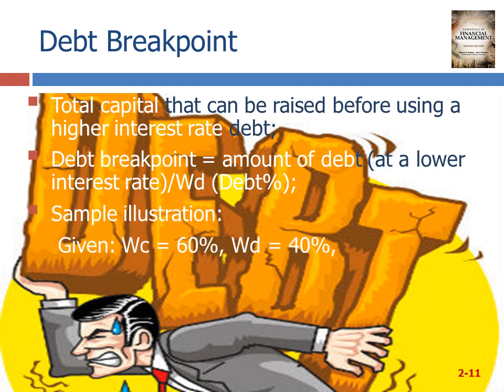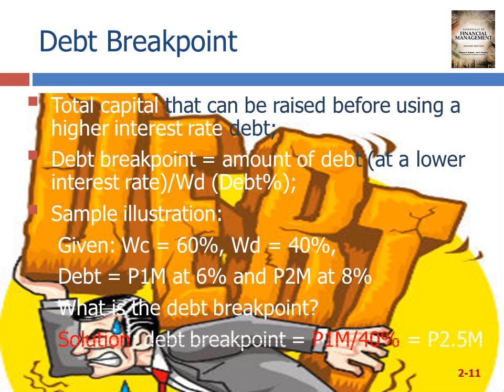So sample illustration. So given that the capital structure calls for 60% common stock, 40% debt, and you have two sources of debt available. The first million is at 6% lower, and then the next 2 million is at 8%. So in this case, what is our debt breakpoint? To compute, so it's 1 million, the amount at a lower interest rate of 6% divided by 40%, the percentage of debt in the capital structure, it's 2.5 million.